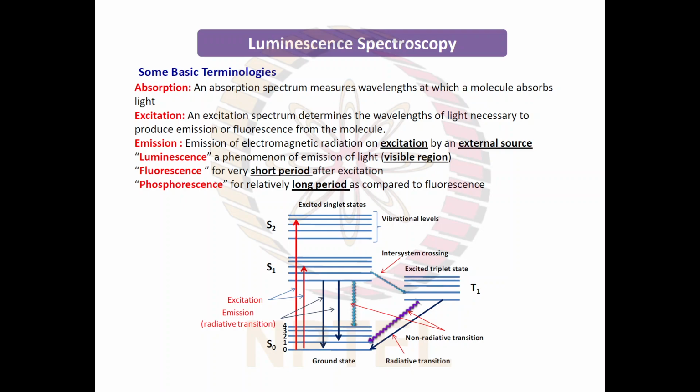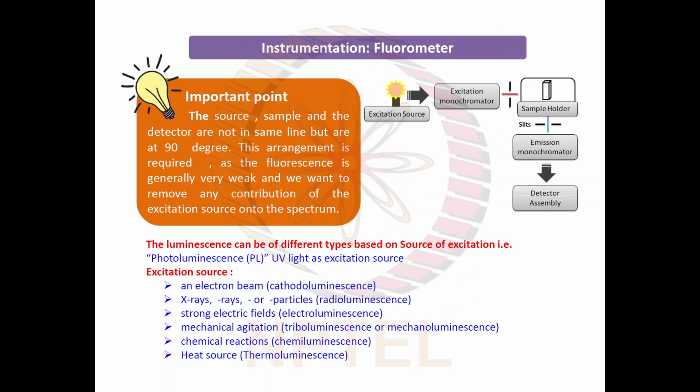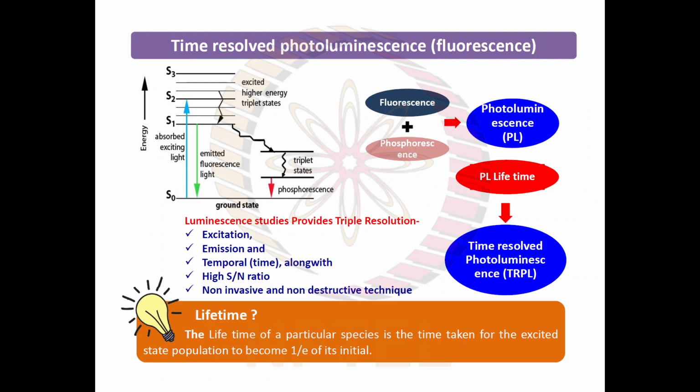So this is the ground state and excited state. The instrument used is a fluorimeter, and the luminescence can be of different types, based on the excitation. The excitation source can be an electron beam, which shows cathodoluminescence; X-ray, gamma ray or particle, radioluminescence; strong electric field, which is electroluminescence; mechanical agitation, which is cryoluminescence or mechanoluminescence; chemical reaction, which is chemiluminescence; and heat source, which is thermoluminescence. Then comes the time resolved photoluminescence or fluorescence.